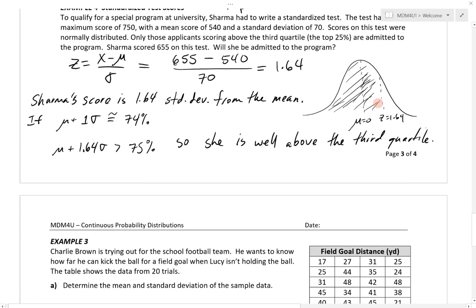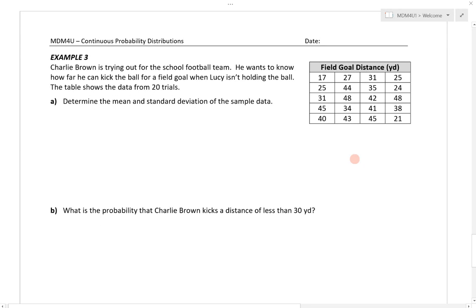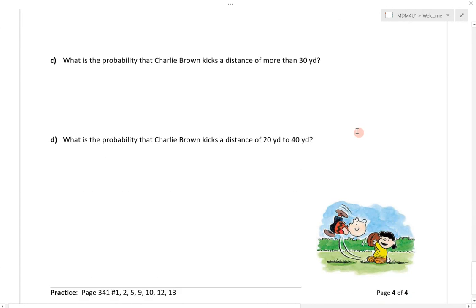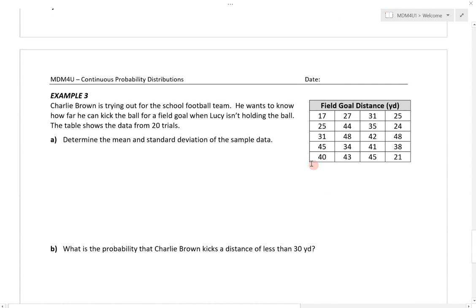Okay, so let's look at example number 3. Charlie Brown is trying out for the school football team. He wants to know how far he can kick the ball for a field goal when Lucy isn't holding the ball. The table shows the data from 20 trials. If you don't know Charlie Brown comics, Lucy always holds the ball. Charlie tries to kick it, but she takes the ball away, and a good laugh ensues. Okay, so this is the situation. So here are the different trials, 20 different trials. Part A, determine the mean and standard deviation of the sample data.